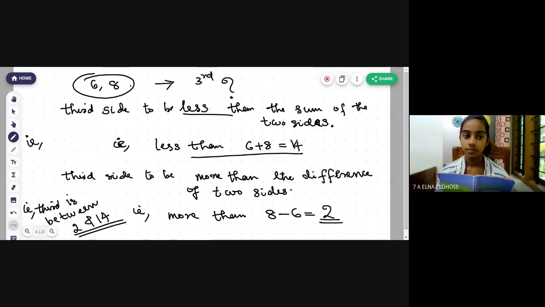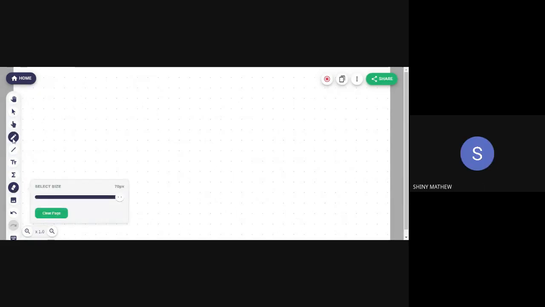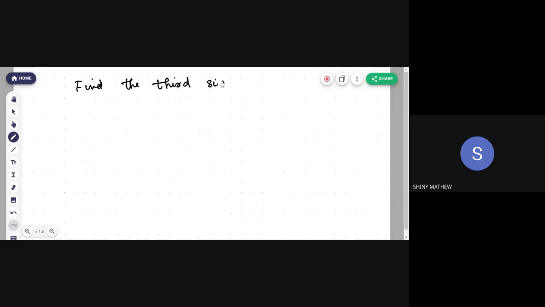Yes, miss. Okay, so can you find any different measurements? Can you say what will be the third side? Okay, so you give a heading, find the third side. Okay, we will give two sides. So here the two sides are 12 and 15.